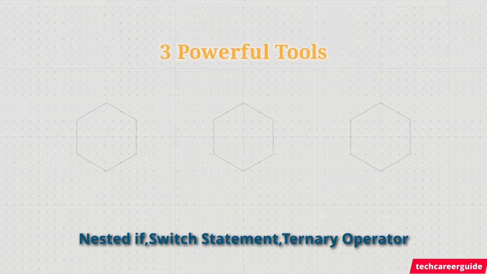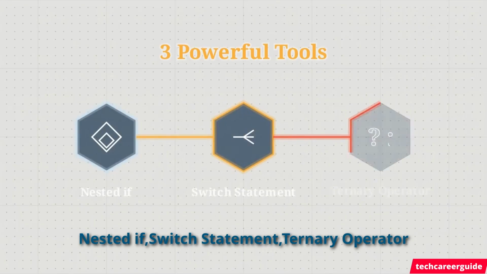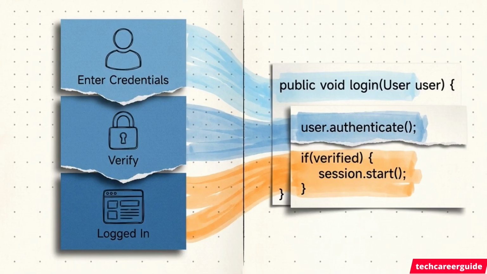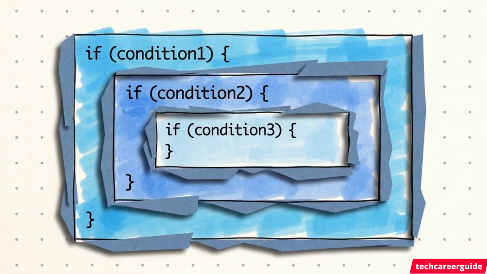Java addresses this by providing tools designed to handle different decision-making scenarios. We will explore three powerful tools: the nested if, the switch statement, and the ternary operator. Writing effective code requires matching the requirements of a real-world scenario to the specific control statement designed to evaluate those conditions. We begin with the nested if.